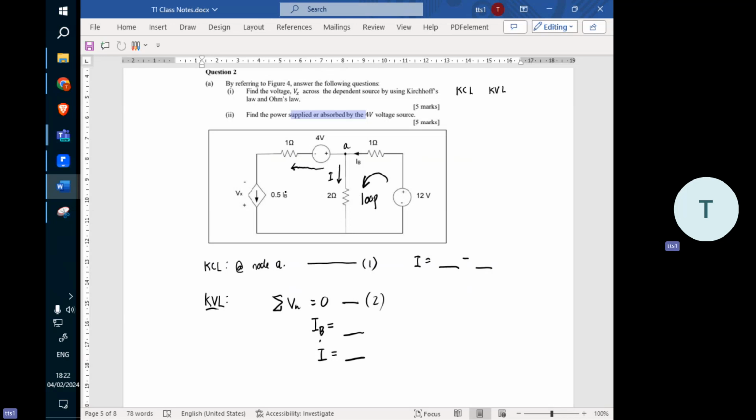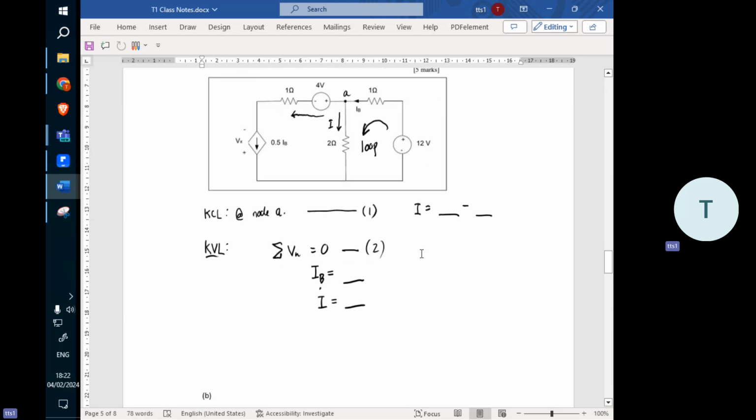This I is based on these two IB. After you can find the IB from the KVL, then you can use this IB to determine the I in the first equation. Then you are almost pretty much covered already. So you need the last equation. KVL at loop number 2. This is the loop 2.